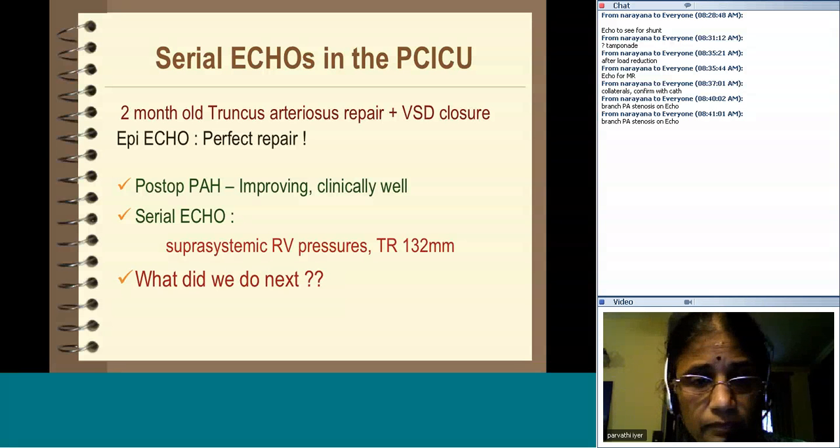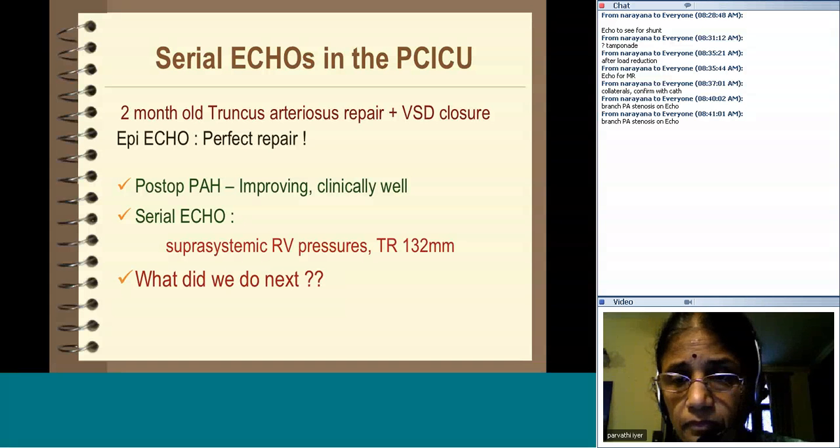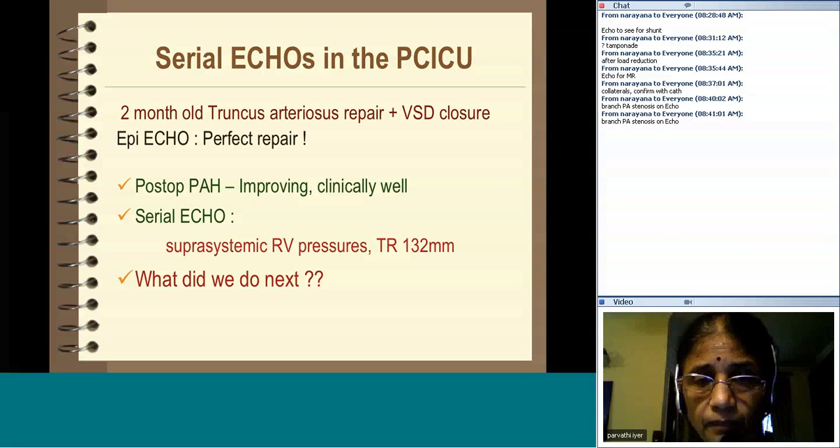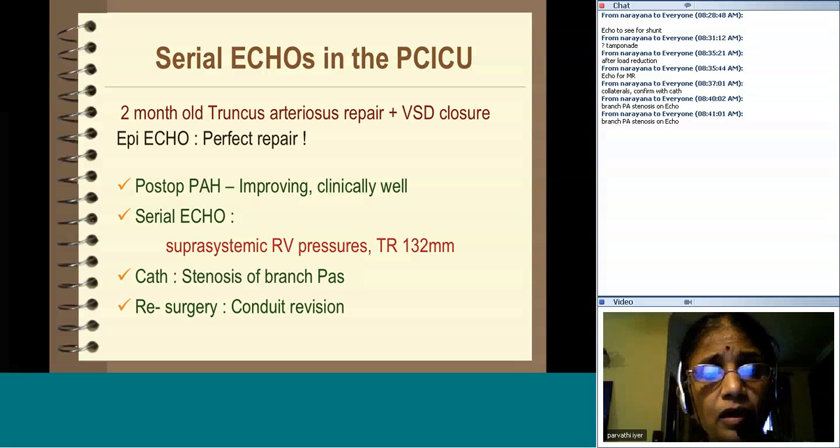What we did was, we felt they had to go to the catheter lab since echo did not provide an adequate answer, and what they found was that both branch pulmonary arteries had got kinked, so the baby was taken back to theatre, had conduit revision, and after that rapidly weaned and extubated.